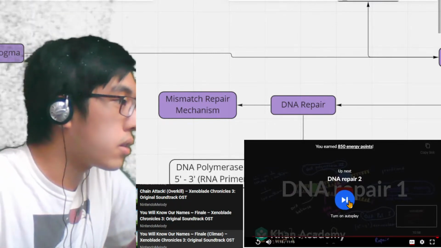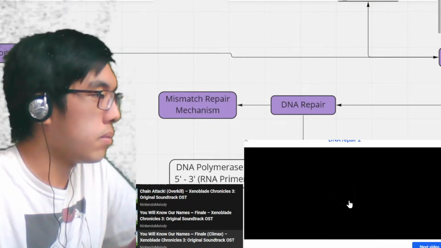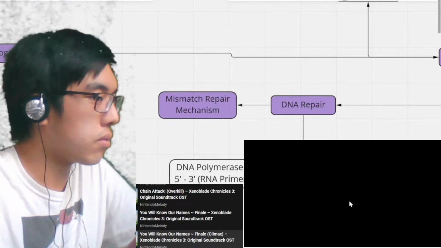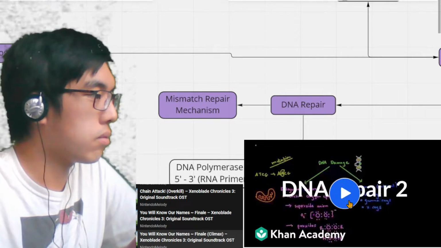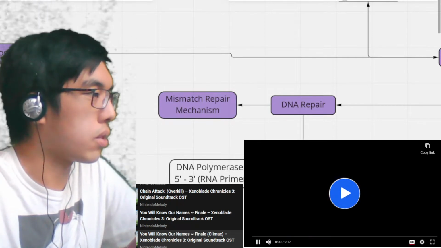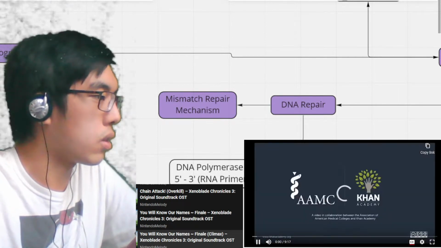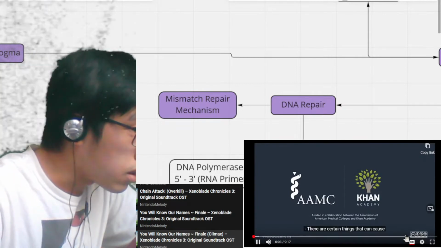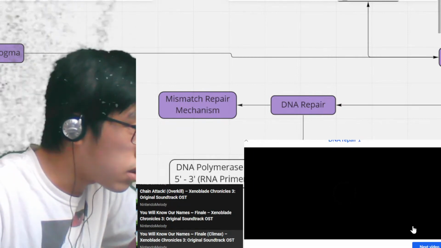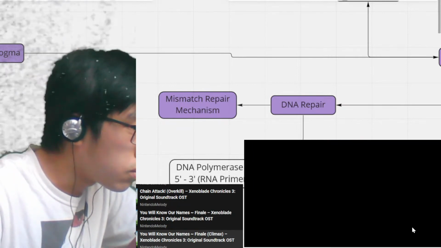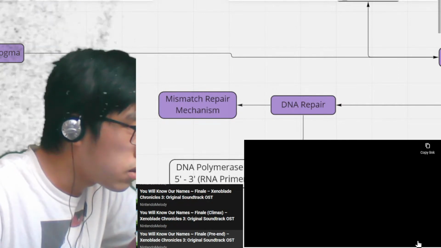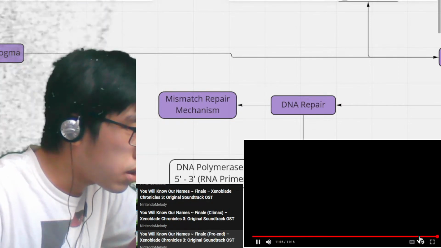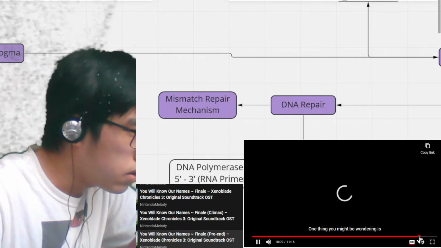That's interesting. All right. Wait, actually, I do want to go back and listen to that explanation with the methylated adenines, because that is weird but interesting. It helps you identify which strand exactly?